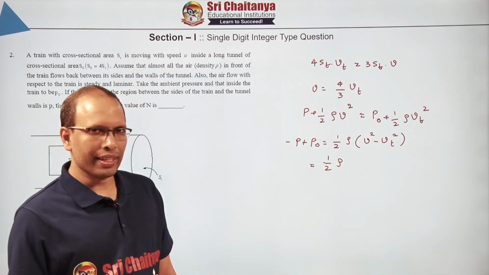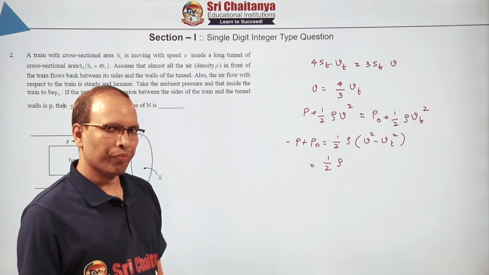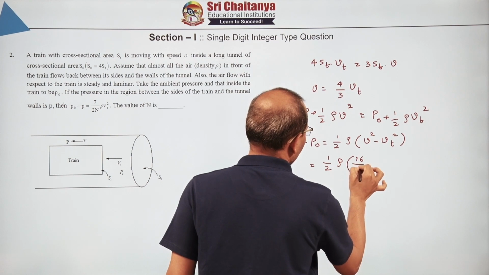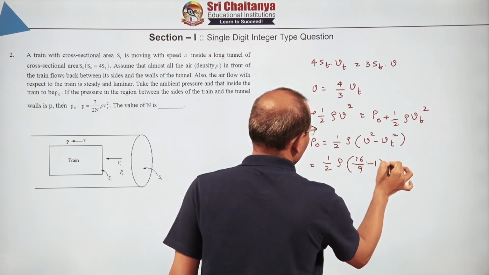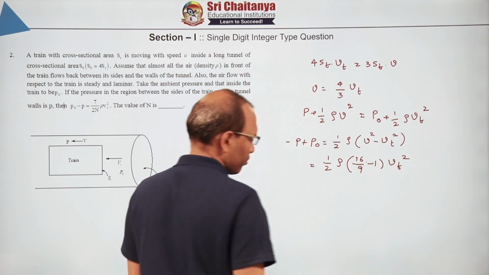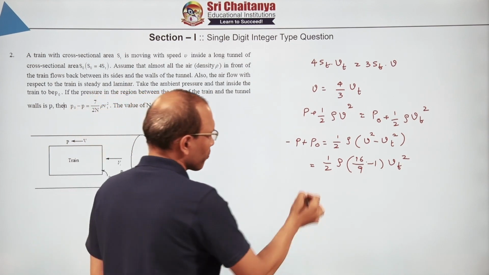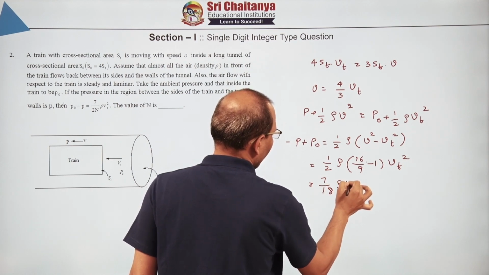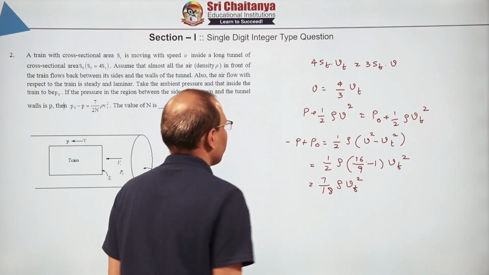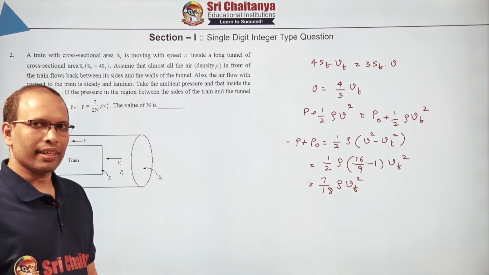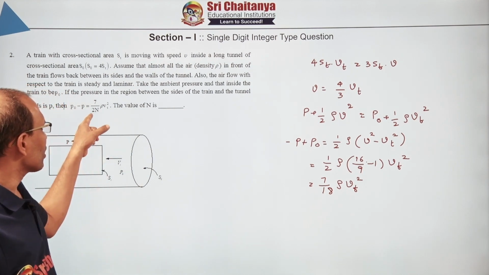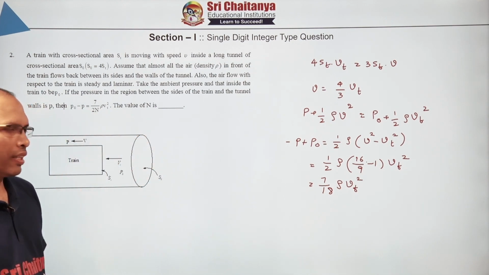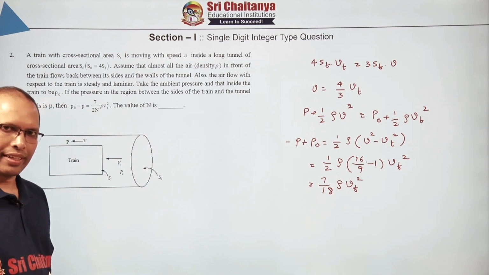into V square, which is nothing but 4 by 3 times of Vt. So this will be 16 by 9 minus 1 into Vt square, which comes out to be 7 by 18 rho Vt square. So this is the answer to the second question. Now if the final answer is 7 by 2n, but we got 7 by 18, so n value will be 9. So this is the second question.